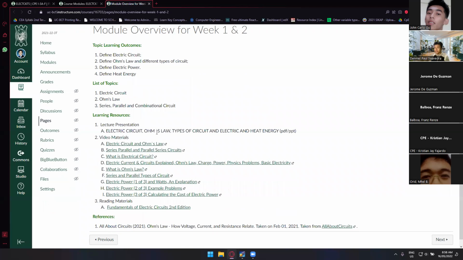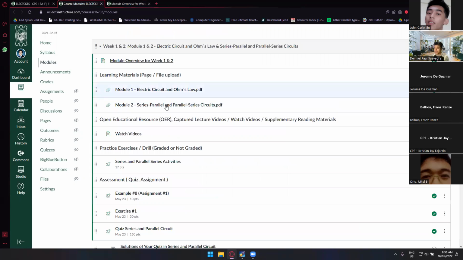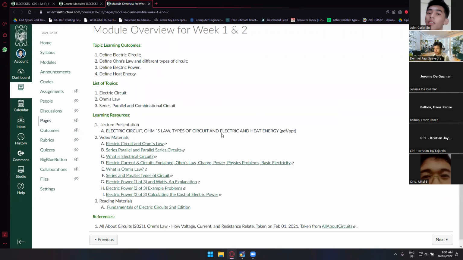Okay, and then the learning resources we have. This one is a combined presentation. Supposedly this one is divided into 2, but it is composed of 2 topics. This is the first one, and I think this is the second one, electric and heat energy. So I'll just update this one later on. Supposedly we have 2 separate lecture presentations for this one.